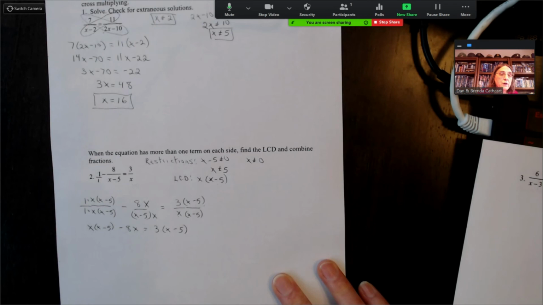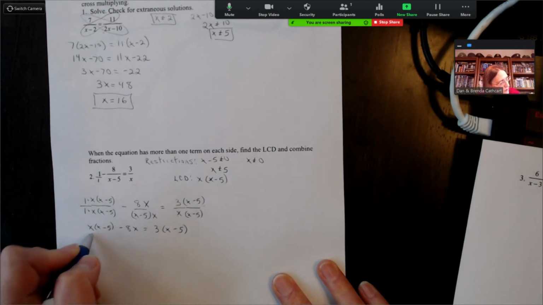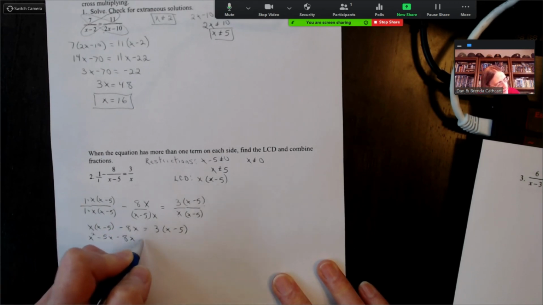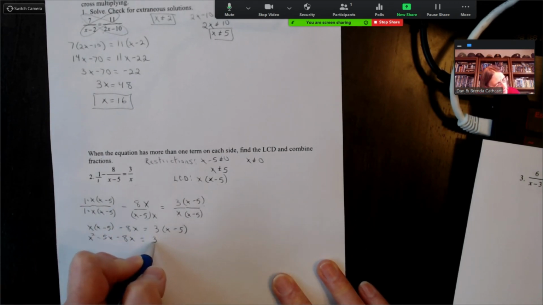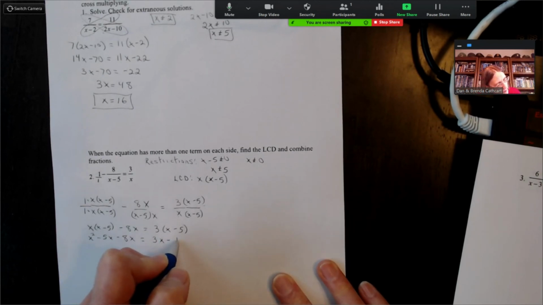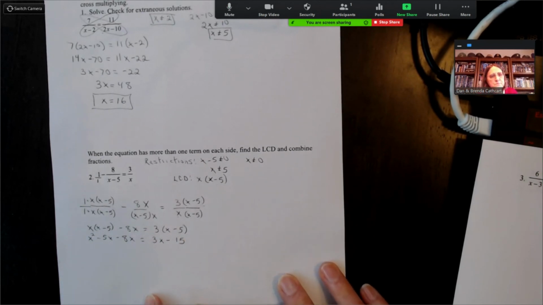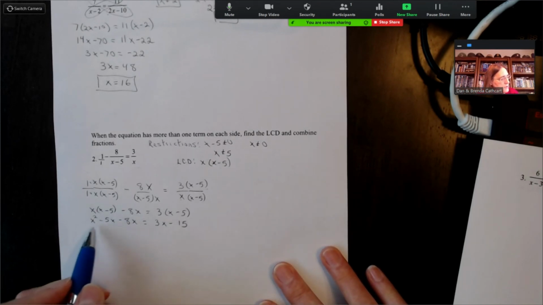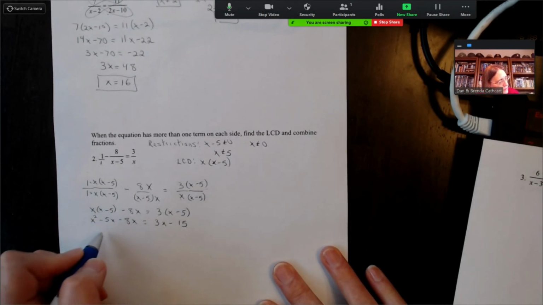Okay, so now let's go ahead and solve this equation. We need to distribute the x. We get x squared minus 5x, and then minus 8x. And then we have on the right side of the equation, 3x minus 15. It's a quadratic equation, so we need to get one side equal to 0. Let's go ahead before we do that and combine like terms on the left.